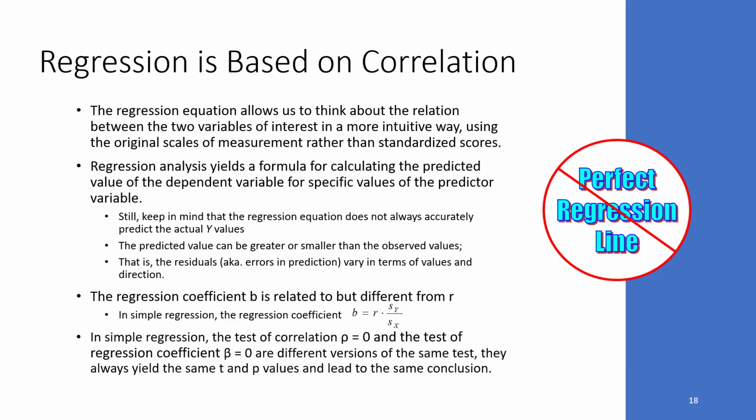That being said, the regression equation allows us to think about the relationship between the two variables of interest in a more intuitive way, using the original scales of the measurement rather than standardized scores. Another difference is that regression analysis yields a formula for calculating the predicted value of the dependent variable for specific values of the predictor variable, even though the regression equation does not always accurately predict the actual Y values.